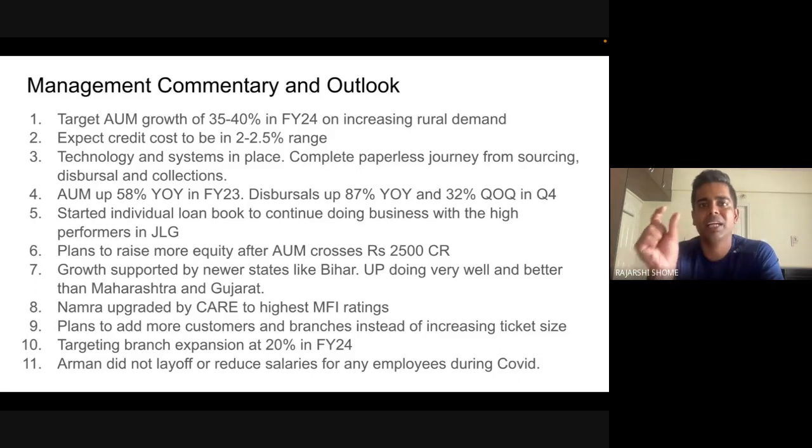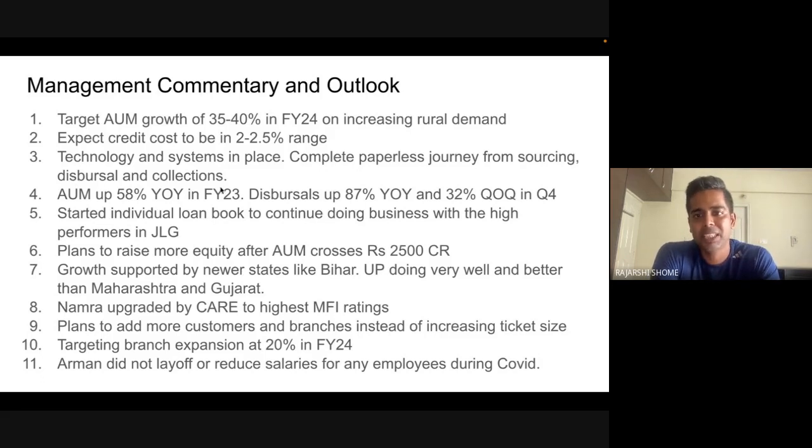So that's why the credit cost of Arman, and even of any other microfinance company or NBFC, is always okay to be on the higher side. You can't say the credit cost of Arman is 2.5 and Kotak Mahindra Bank is 0.5, so I will just buy Kotak Mahindra Bank. Okay, you have to understand. That's why I started with the nature of the business: which customers they are giving loans to, and the geographical distribution, right?